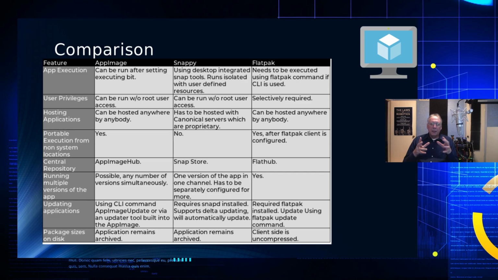User privileges: on AppImages, you don't need root access. On Snappy, it can be used with or without root access, but again, this depends on the file system. Typically, you are going to install with root. Flatpak is selectively required; it depends on what the needs of the apps are.